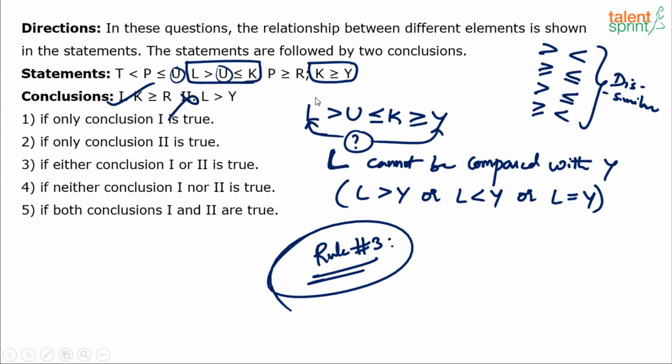L cannot be compared with y, meaning L can be greater than y, L can be less than y, L can be equal to y. All the three are possible. But here, conclusion 2 clearly tells me that L is greater than y. How can you say L is greater than y? L may be greater than y, but it's not sure. So conclusion number 2 is wrong. Only 1 is true. Option 1 has to be the answer.